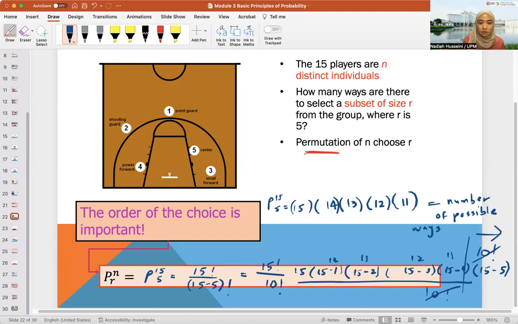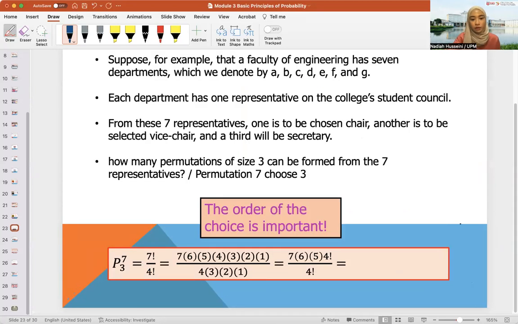Okay, so any questions about this example? Everyone okay, right? If you have any questions, you can interrupt me. Okay, moving on to the next one. Let me make this smaller.